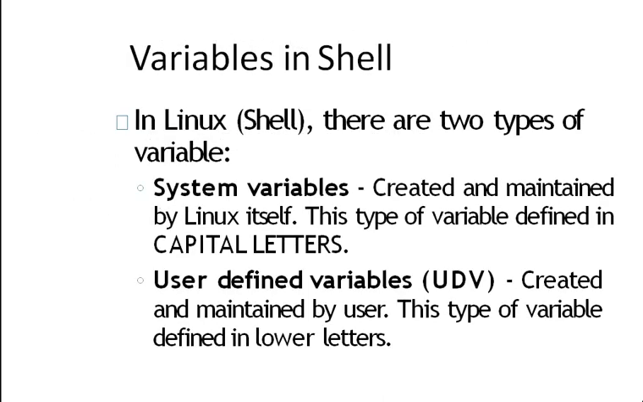Now variables in the shell. There are two types of variable in the shell. One is system variable, other is user defined variable. System variables are defined in capital letters in shell programming, and user defined variables are those variables which are created by user. That means variables which are required by our programming or coding. This type of variable are defined in lowercase letters.